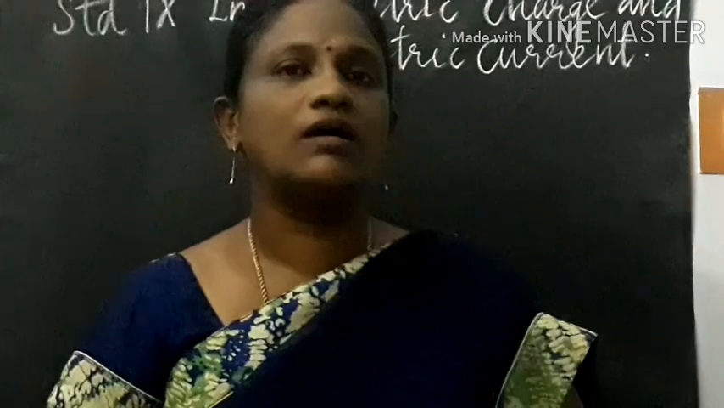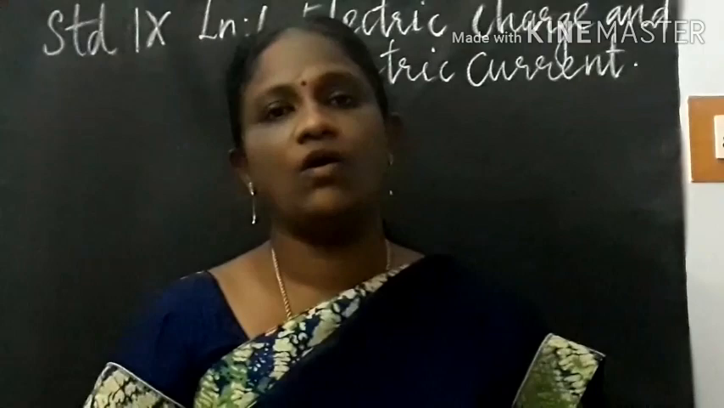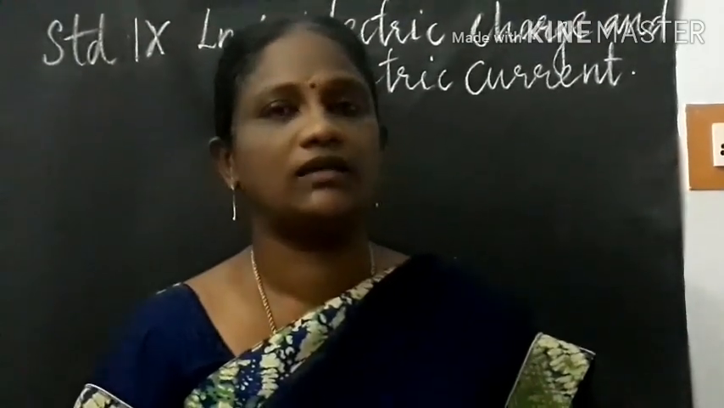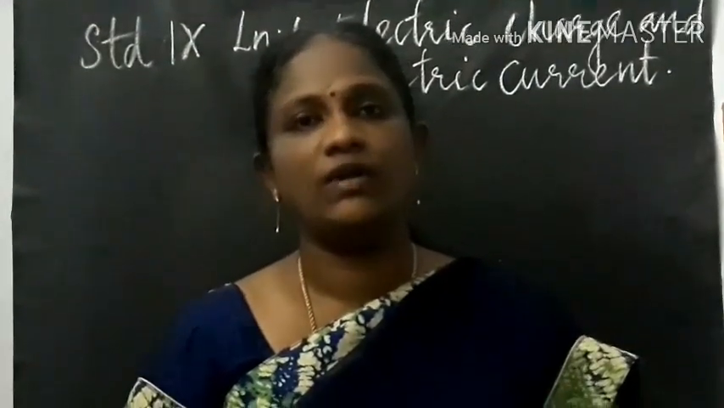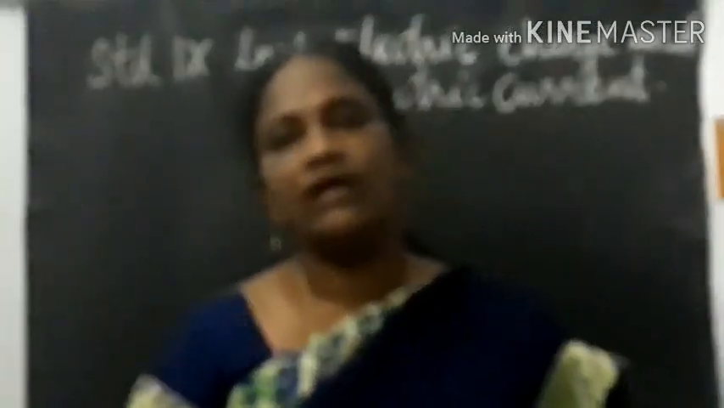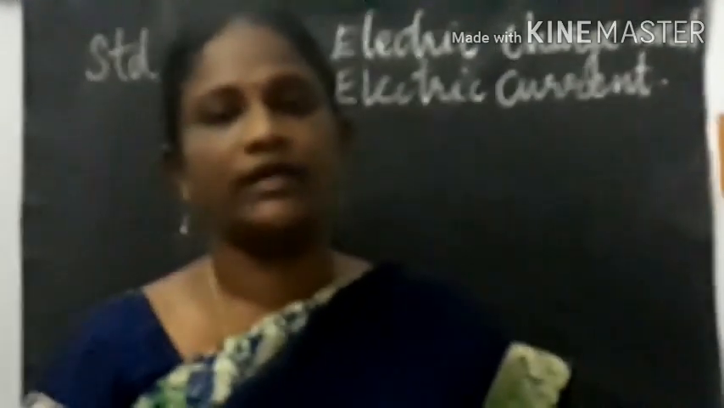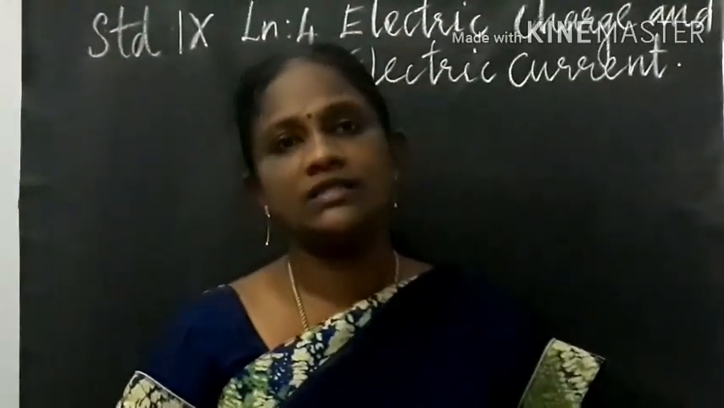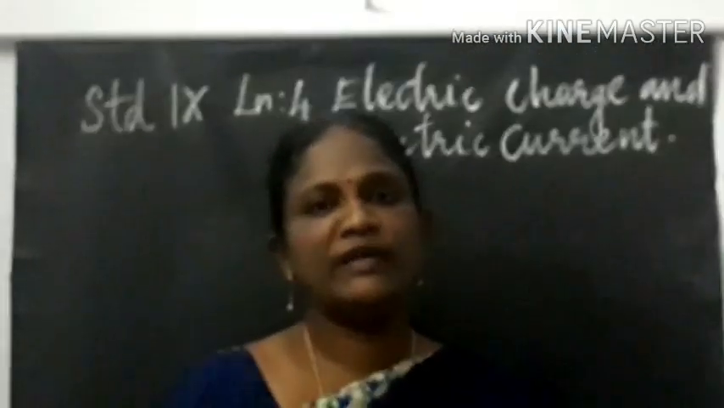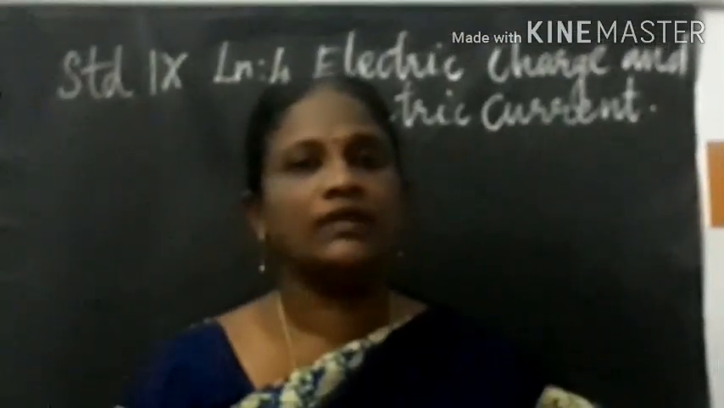Then we have learnt about resistance. Resistance is the opposition offered by the component to the flow of current in a circuit. Two types of resistors, fixed resistor and variable resistor. Then we have learnt about the electrical circuit diagram and also the components in the electrical circuit. They are the cell, switch, then the battery, then we have the resistance or the load, ammeter, voltmeter. So different symbols we have learned.